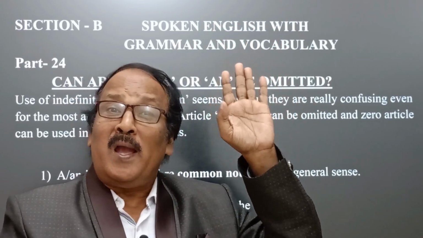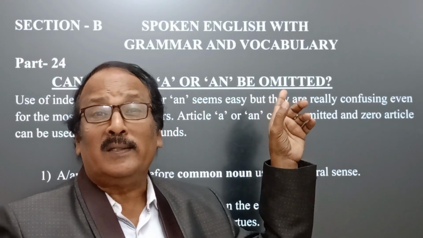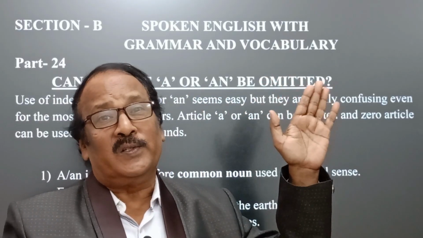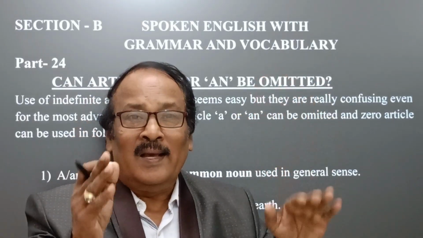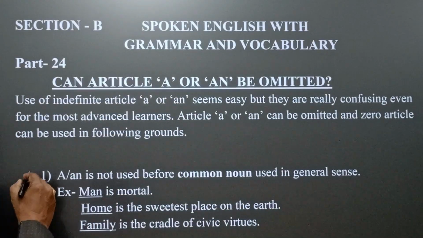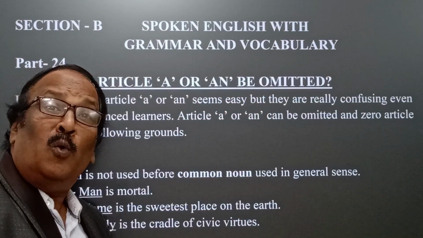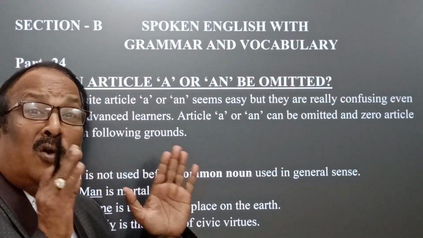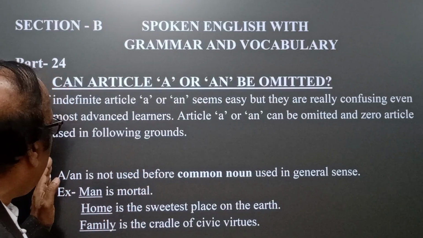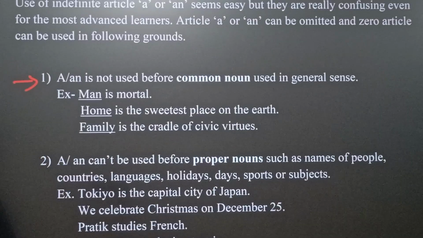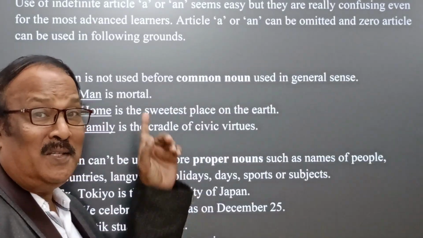So my point of view is here. I want to draw your attention towards how and in which places we should not use article a or an. Yes, let's see. Here we find, can article a or an be omitted? Yes, it is omitted in certain cases. Then what are the grounds of omission? Let's see. The first point is here: a or an is not used before common noun. Yes, this is the first idea.